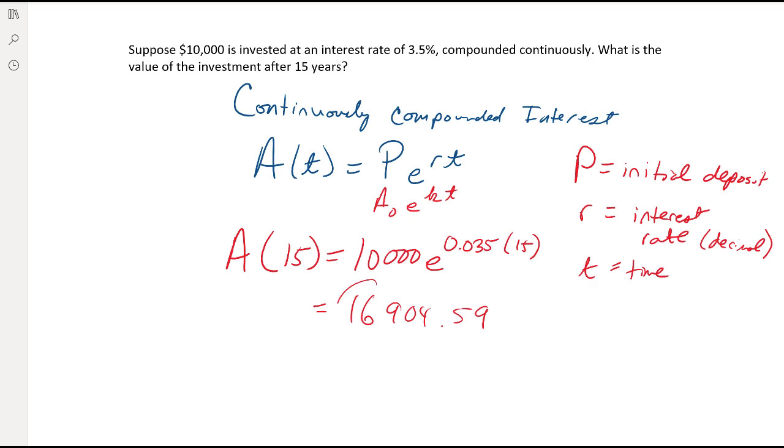So that means in 15 years, that $10,000 investment becomes about $16,900. All right, folks, this should get you through the homework, I hope.